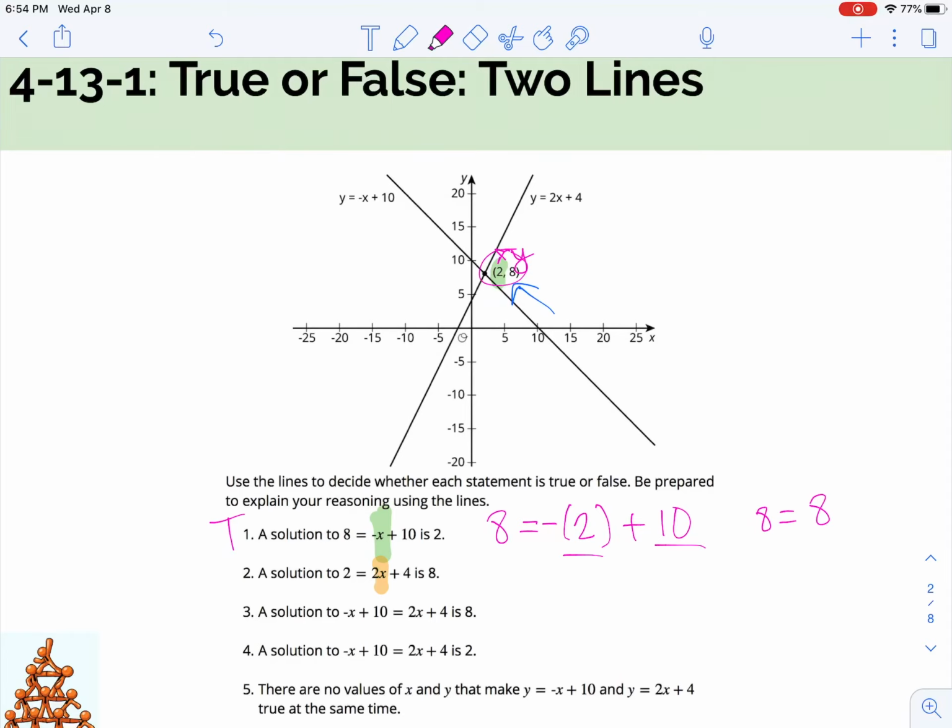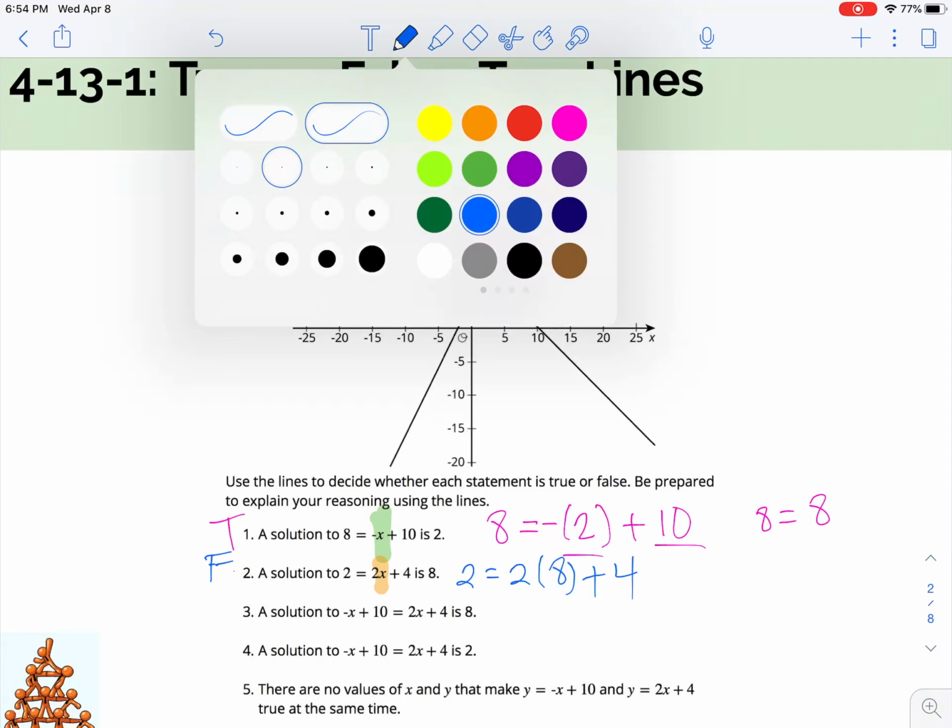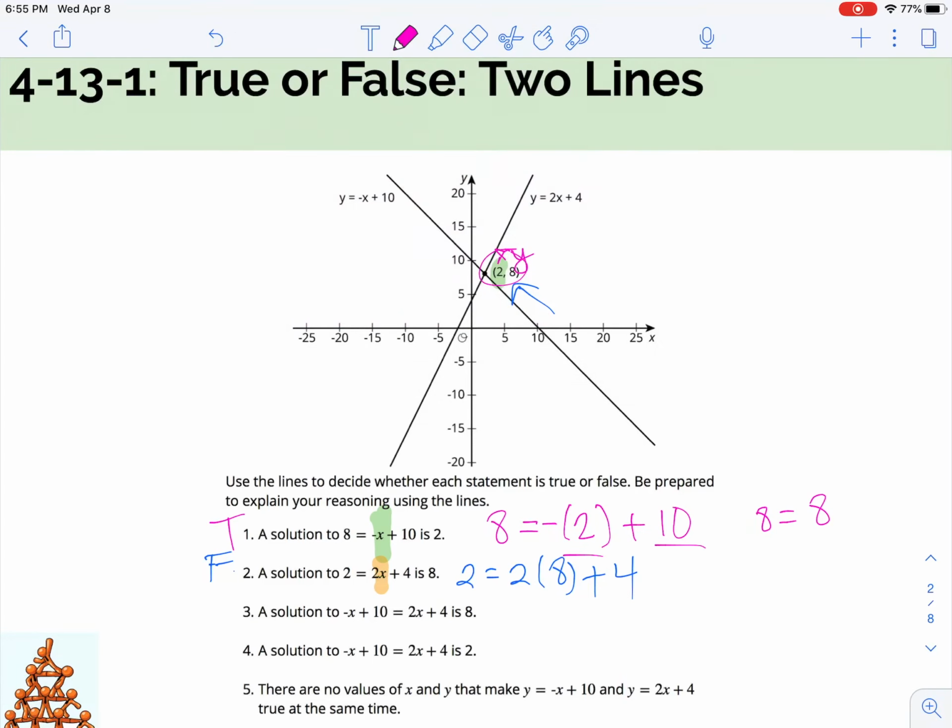So for this one, I'm just going to go ahead and plug 8 in. So 2 equals 2 times 8 plus 4. You could keep going, or you could just look at that and, common sense, say there's no way that 2 times 8 plus 4 equals 2. That doesn't make sense. So I'm just going to say false. If you really want to go ahead and solve the whole thing, have fun. You can totally do that, but you don't need to.